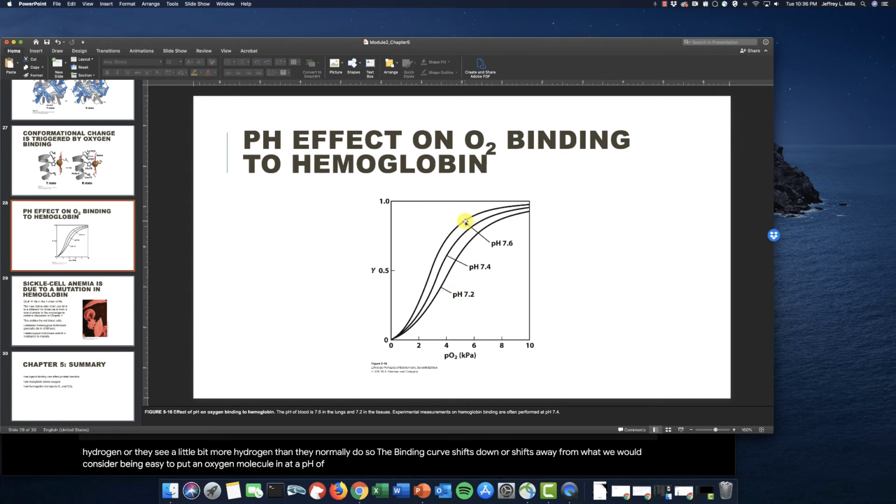At a pH of 7.6, on the other hand, this is more basic, right? So we're starting to pull more protons off of things. And I realize that this is a small change. It's only a pH change of 0.4, but it's enough that we're starting to pull protons off of those histidines, and it makes it easier for them to interact with the iron atom in the heme, and that gives us a more open binding site that's easier to put an oxygen molecule in.